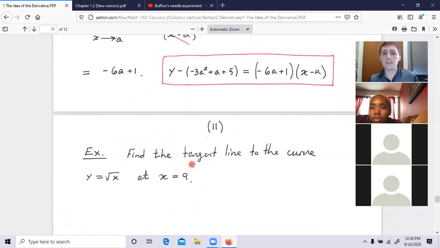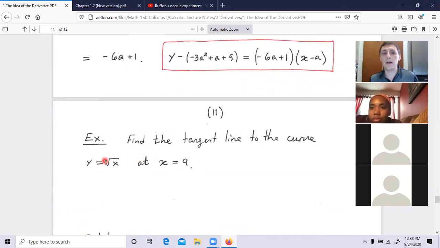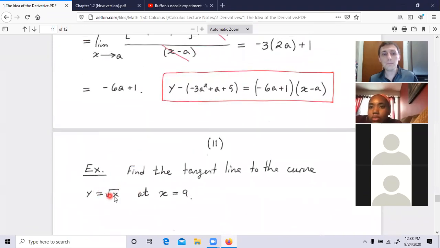Okay, now here is another example, guys. Let's see if you could find the slope of the tangent line at x equal to 9. And let's see if you could do it in general. That's pretty nice. Try doing it either at 9 or try doing it in general. Let's see if you can accomplish that.